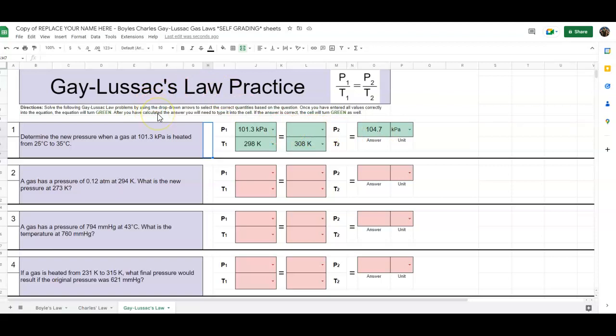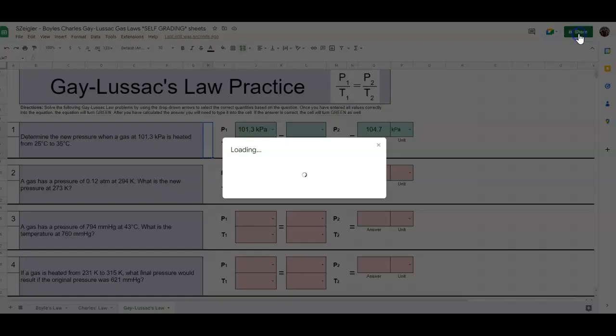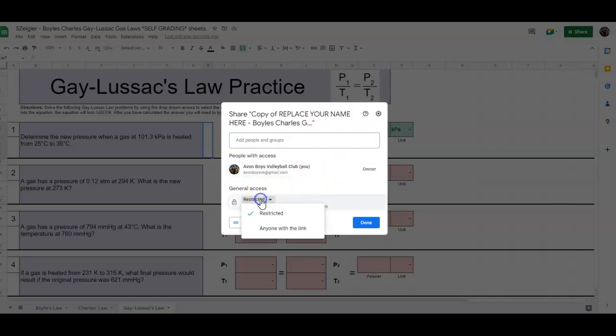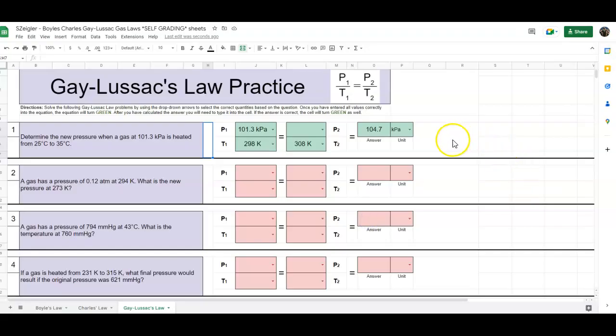Now, when you're sharing or when you're finished, before you submit it, click on here, change this so this is your name. If you do not change it, I will take points off because that's you not following directions. You click share and then you change this to anyone with the link. You copy this link and then you go to Schoology, and when you go to submit, you click submit. You click create and then you paste the link in there in order to share and submit the completed assignment.